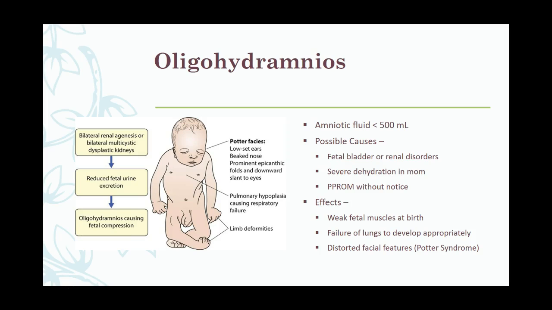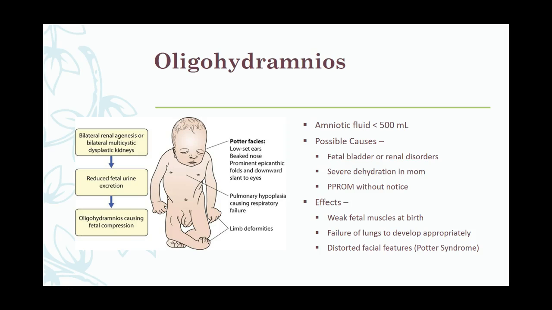And how does this affect the baby? Well, this baby will end up with weak fetal muscles at birth. Remember, amniotic fluid helps the babies to be able to move and develop appropriately. If a baby can't do this, then they're going to be born very flaccid and hypotonic. It will also have a failure of their lungs to develop appropriately. Remember, amniotic fluid also aids in the development of the fetal respiratory system.